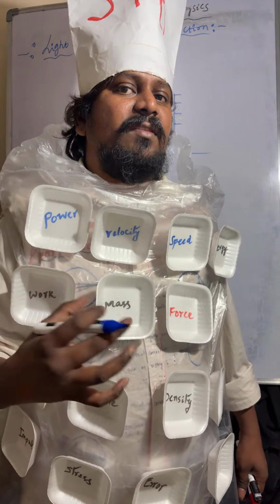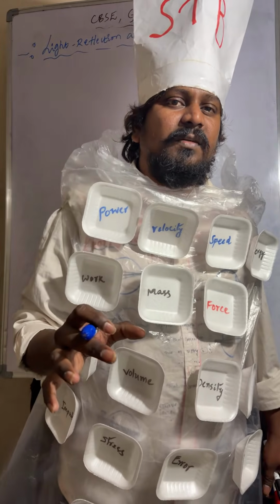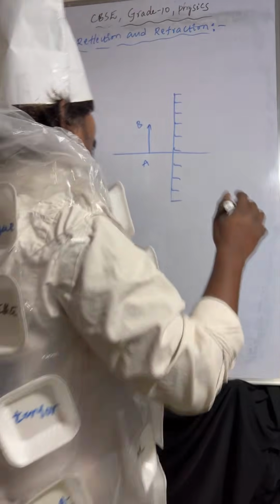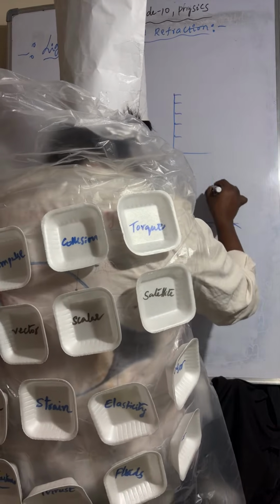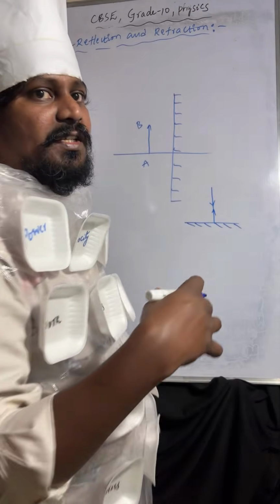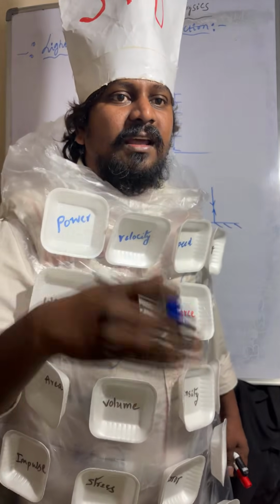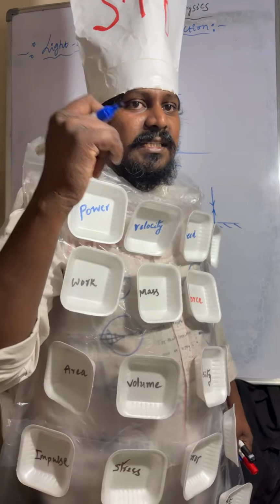So the minimum number of light rays required to form the image of an object is 2. When a light ray is passing along the normal line, it moves in the same direction.